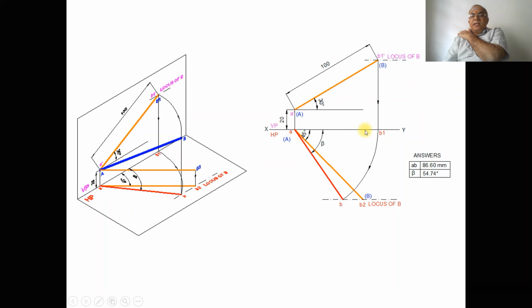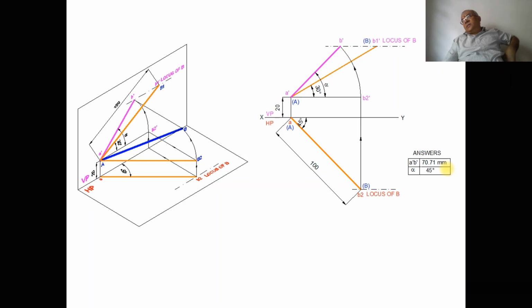With A as center, taking the radius of AB1, you draw an arc so that it will cut the locus of B in the top view. So you mark this point as B and join A to B with a dark line. You measure that angle as beta, which is 54.74. And since I want to find out the apparent length, small AB will be equal to 86.60.